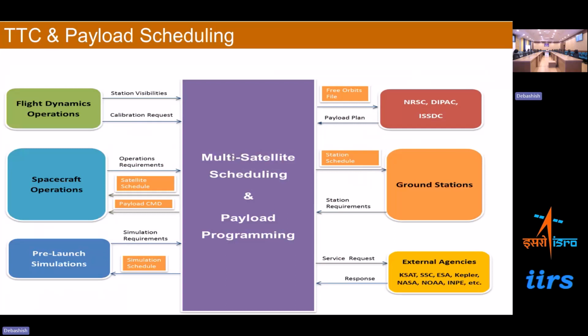Flight dynamics give the station visibilities to the scheduling team, and with that they take the number of satellites and the ground stations, and they map them. But the visibility is generated by the flight dynamics.